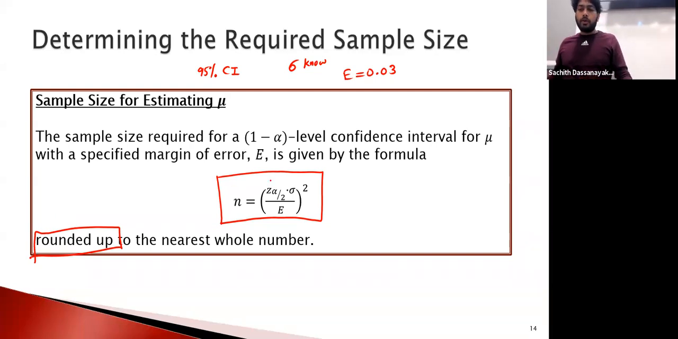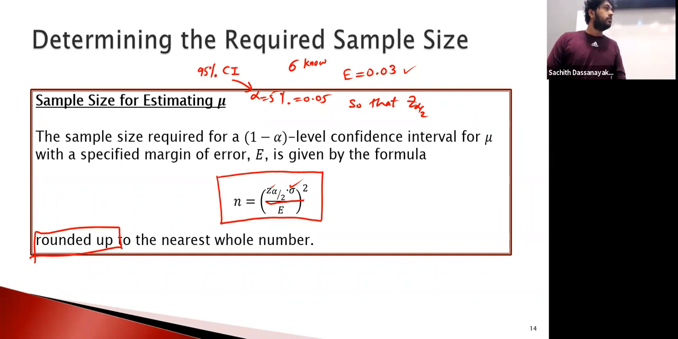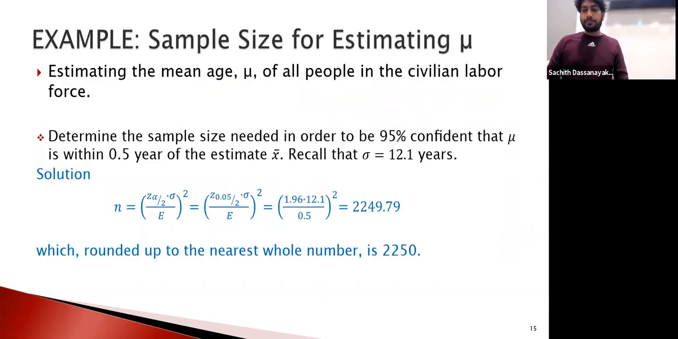So C alpha you can find using this. In this case, alpha is 5%, which means 0.05, so that you can find C alpha over 2, right? Sigma is always known. Divide everything by E. E is given here. That's it. Okay, let's check this.